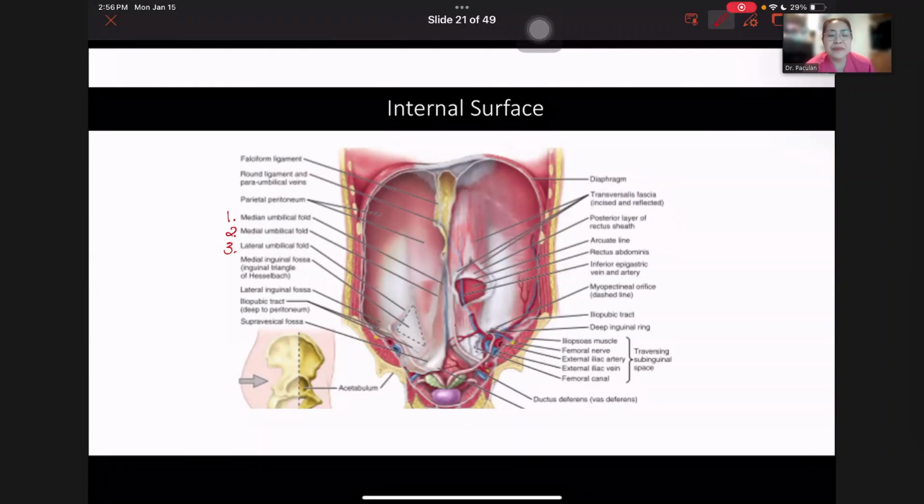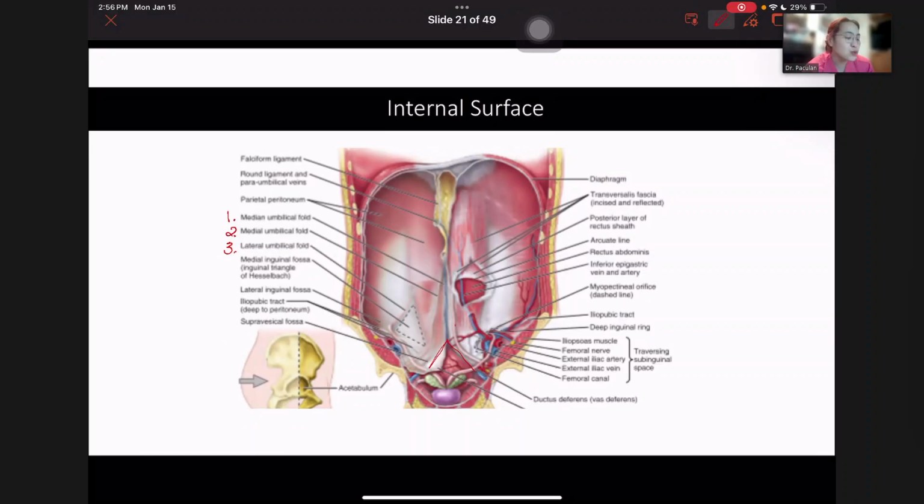Your median umbilical fold extends from the apex of the urinary bladder to the umbilicus and covers the median umbilical ligament. Your median umbilical ligament is a remnant of your urachus that joins the apex of the fetal bladder to the umbilicus. Now, when a pediatric patient comes to you with weeping of the umbilicus, then you could suspect a patent urachus, because it's more common than what's recorded.